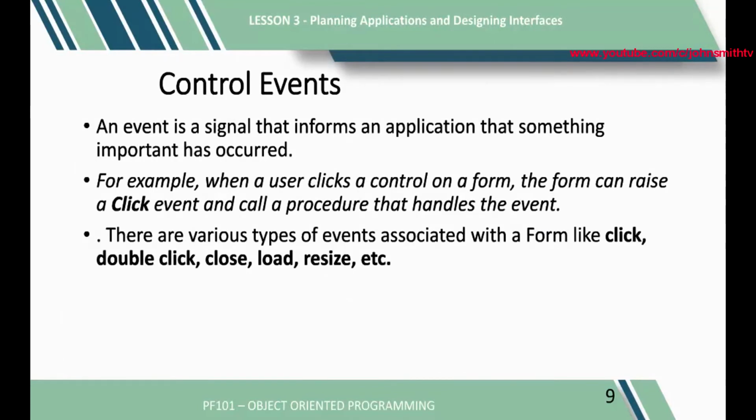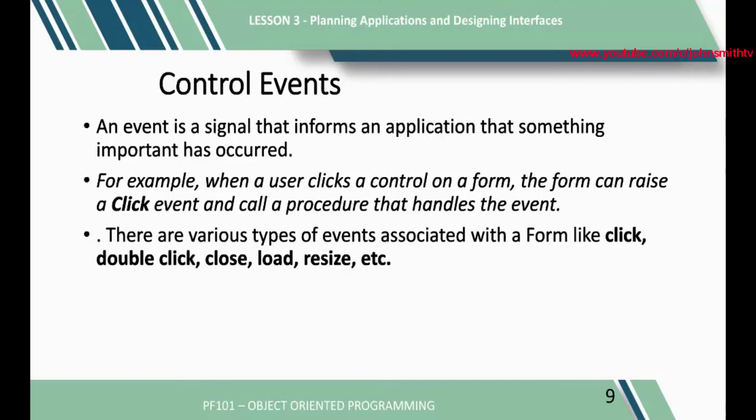Now, let us talk about control events. So what is an event? An event is a signal that informs an application that something important has occurred. Programs need to do something in response to user actions and actions initiated by the operating system. Such actions, which are external to the program itself, are called events. Events are most often triggered by some form of user interaction.